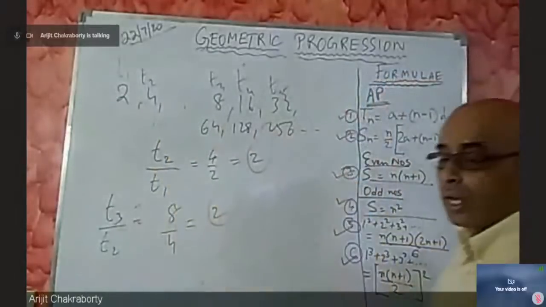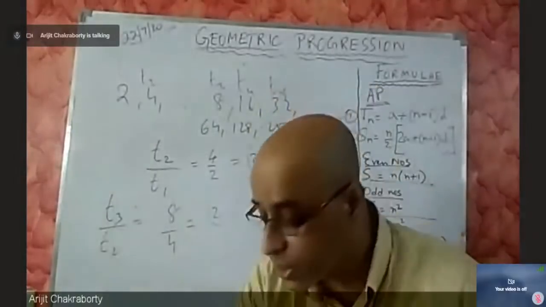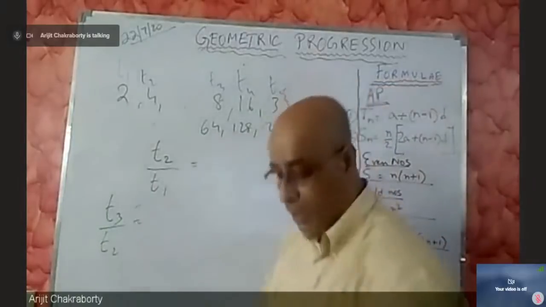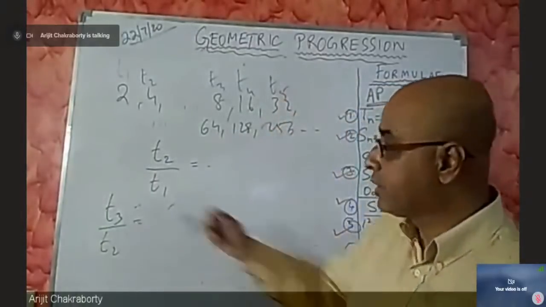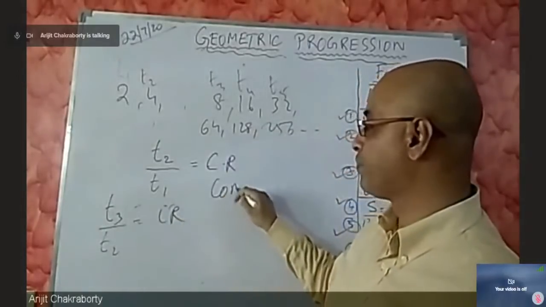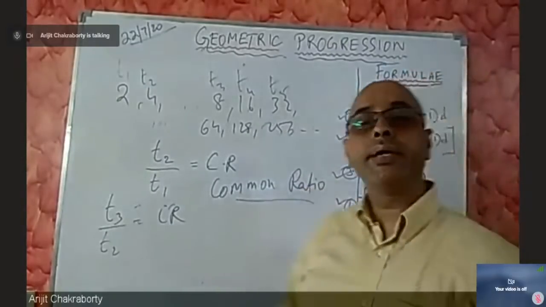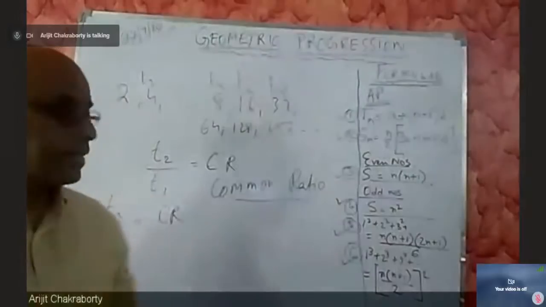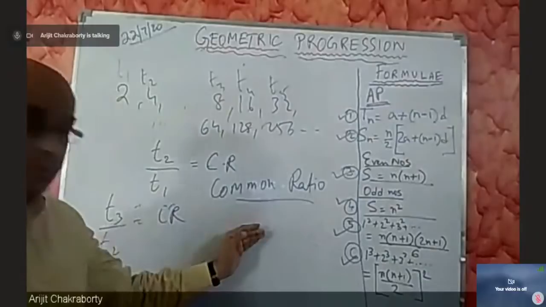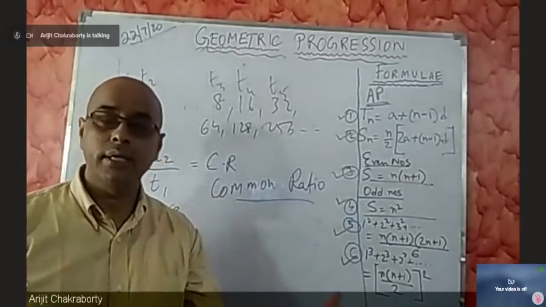So this is called a geometric series. In this case, this ratio which you see here, this ratio T2 by T1 or T3 by T2, is called the common ratio. Okay? So, in case of arithmetic progression, in case of AP, we called it common difference. But here we call it common ratio. So, this is the difference between AP and GP.